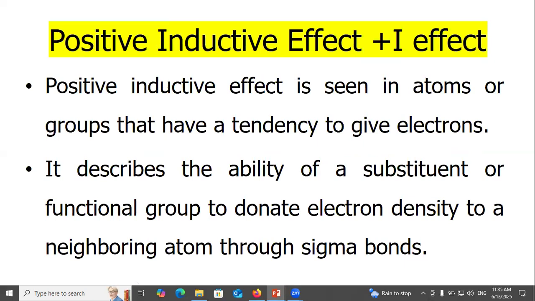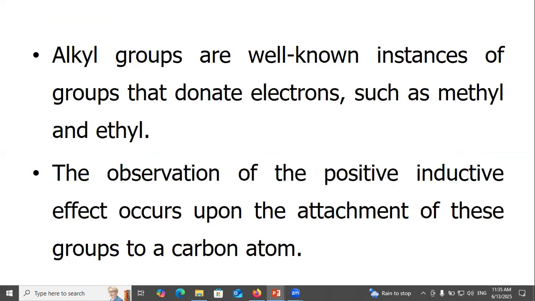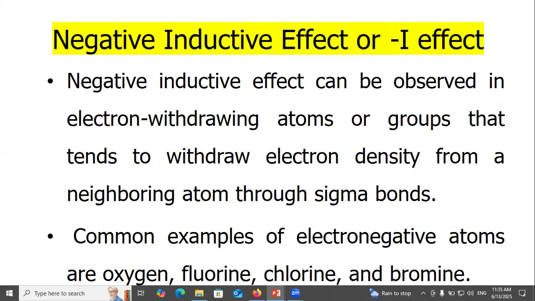Positive inductive effect, the +I effect. The positive inductive effect is seen in atoms or groups that have a tendency to give electrons. It describes the ability of a substituent or functional group to donate electron density to a neighboring atom through sigma bonds. Alkyl groups are well-known examples of groups that donate electrons, such as methyl, ethyl, propyl, and so on. The positive inductive effect is observed upon the attachment of these groups to a carbon atom.